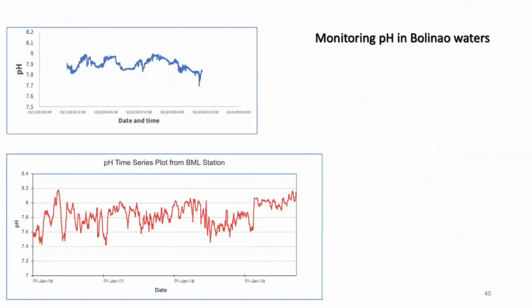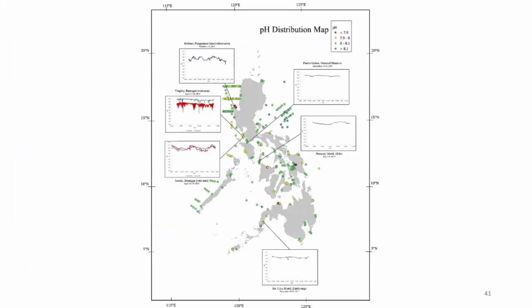Hence, monitoring pH is important to determine short-term trends, as we see in the 2-day time series, or longer trends, as shown in the 3-year time series of pH, to examine the longer-term effects of mariculture in Bolinao waters. Using a pH sensor, we have seen the short-term pH variability in some of our sites in the pH map, as shown in the insets that I will describe in the succeeding slides.